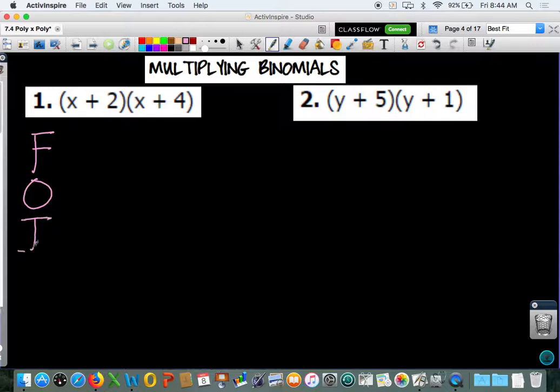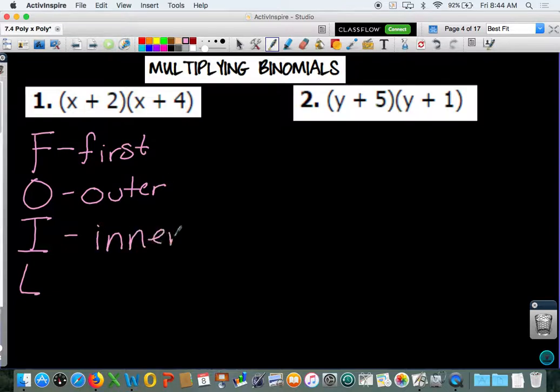F-O-I-L. FOIL stands for first. The F stands for first. The O stands for outer. I stands for inner. And your L stands for last. Okay? So your first terms are the first two terms of each binomial. So x times x, that's your first. So our first here, x times x would give us x squared.